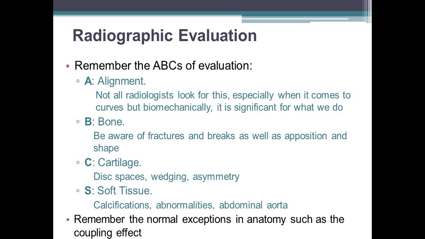So we want to catch these types of issues on an X-ray, as they're good indicators to us as to what we need to do and how we do some of the work that we do. The B portion of the ABCs then is bone. We need to be aware of things like fractures and breaks, as well as the apposition, where one joint is next to the other, do they line up properly, and finally the shape of the bone.